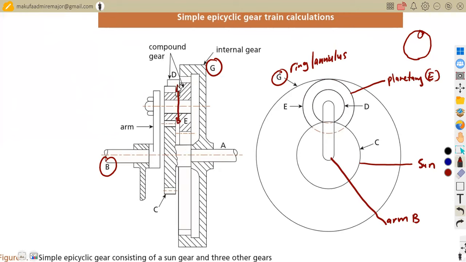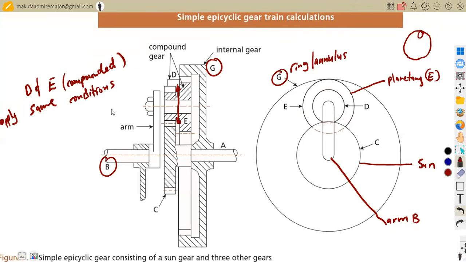So meaning to say they're at the same speed. These two are at the same condition. So D and E, which is the planetary gear, are compounded. So the same conditions apply. All right, so that is what we have there.